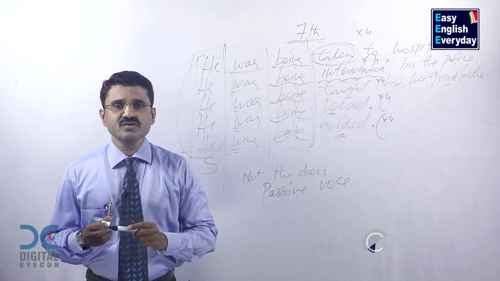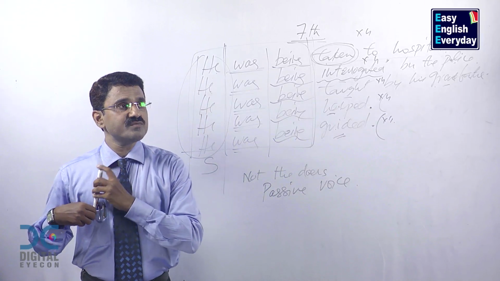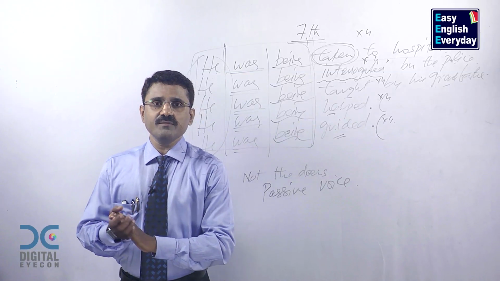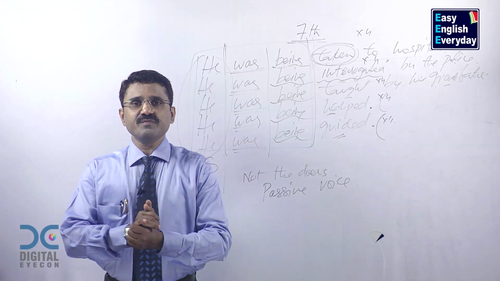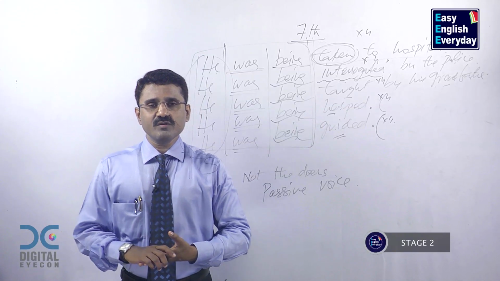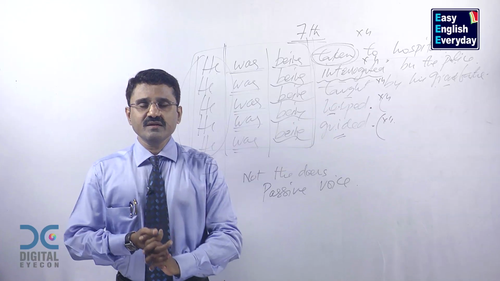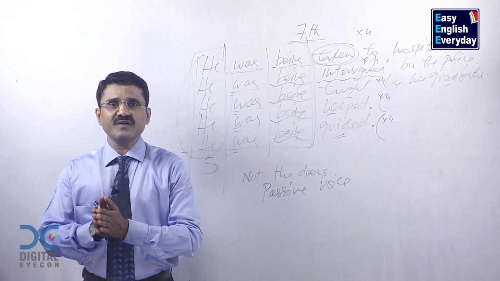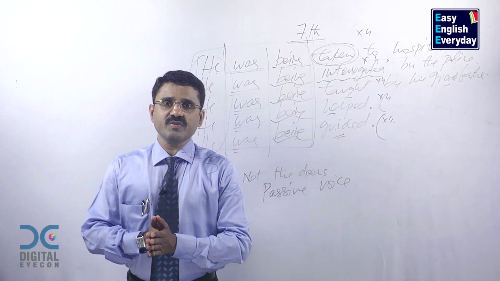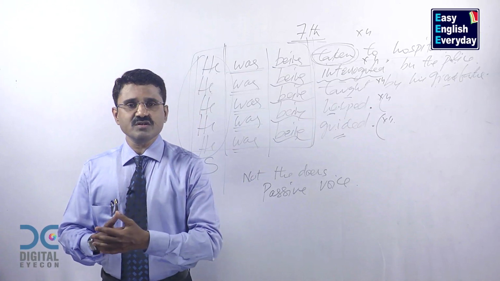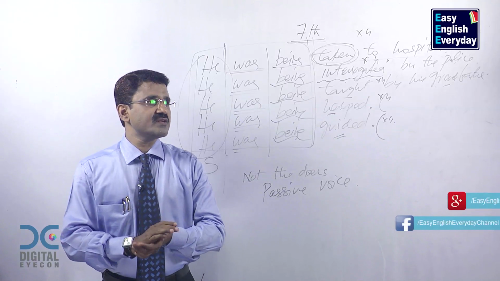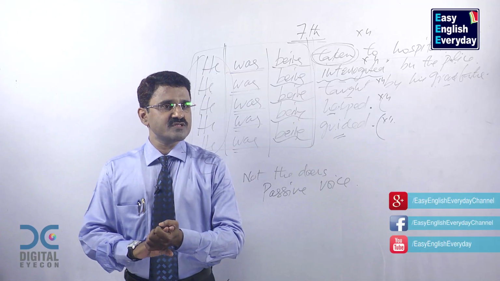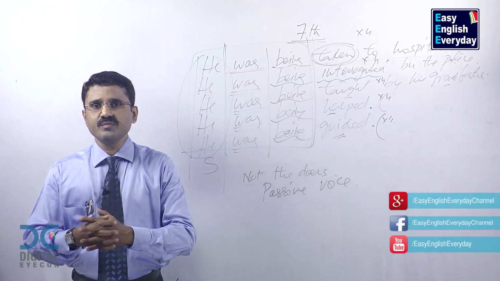He was being taken to hospital. He was not being taken to hospital. Was he being taken to hospital? Wasn't he being taken to hospital? He was being interrogated. He was not being interrogated. Was he being interrogated? Wasn't he being interrogated? He was being taught by his grandfather. He was not being taught by his grandfather. Was he being taught by his grandfather? Wasn't he being taught by his grandfather? He was being helped. He wasn't being helped. Was he being helped? Wasn't he being helped?